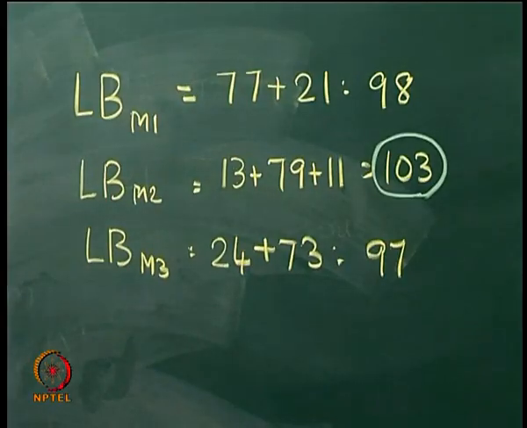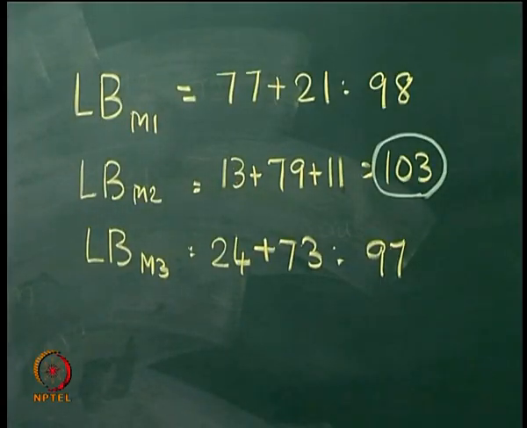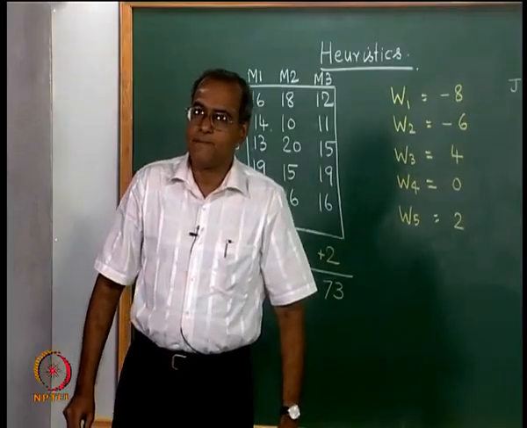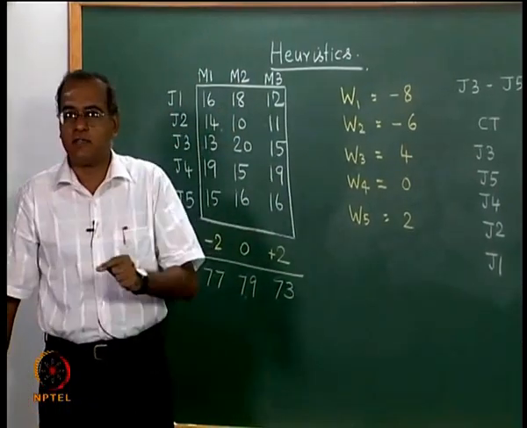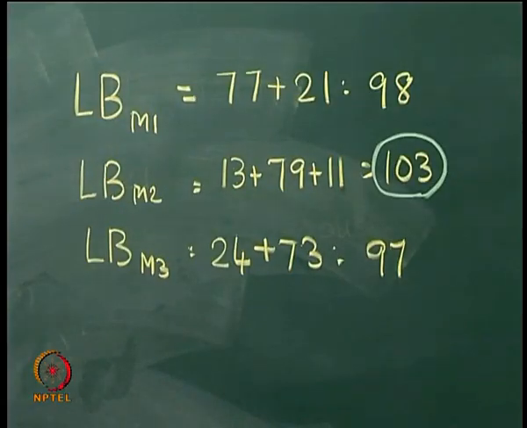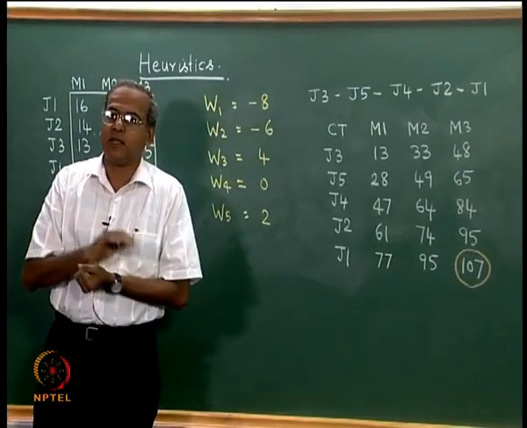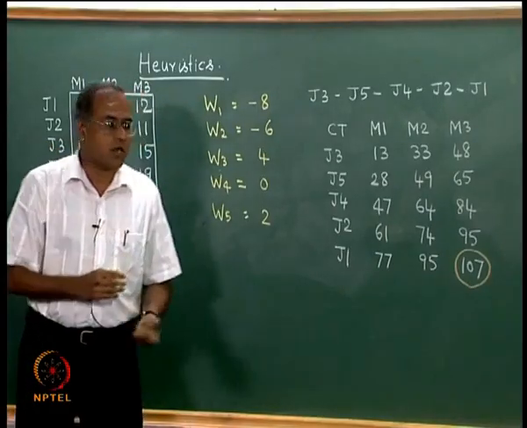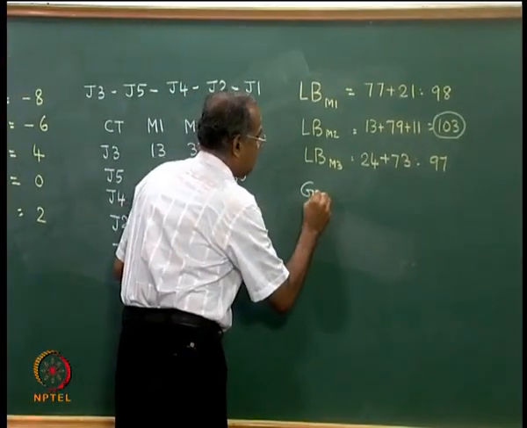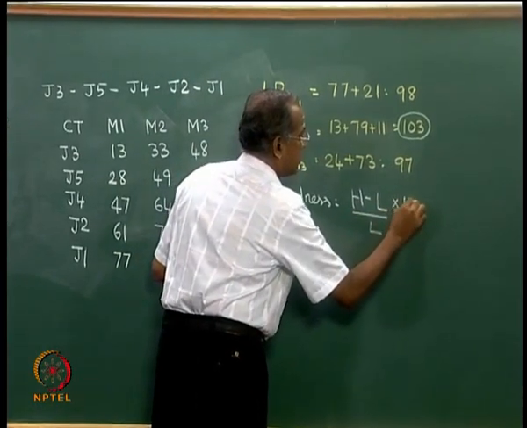So, now we have 2 pieces of information. We know definitely based on the lower bound that the Makespan cannot be less than 103. So, the Makespan can only be 103 or more. Now, we also know that we already have a feasible sequence with a Makespan of 107. Therefore, the optimum Makespan can only be 107 or less. So, the goodness of this will be (H minus L) by L into 100%.